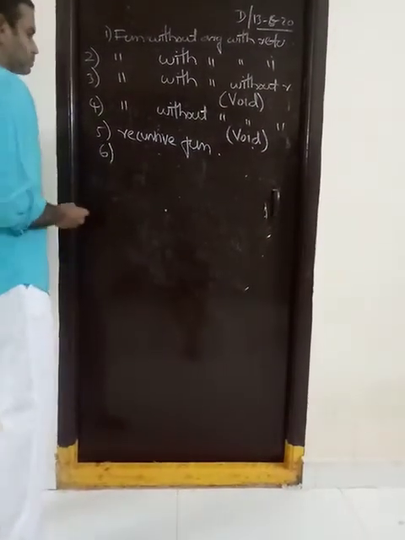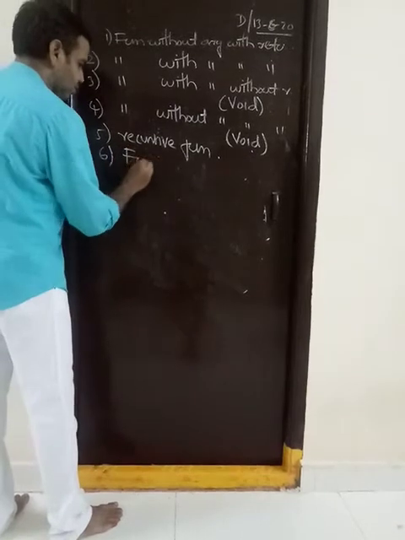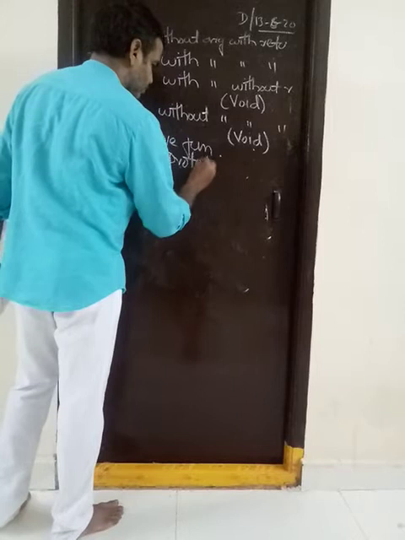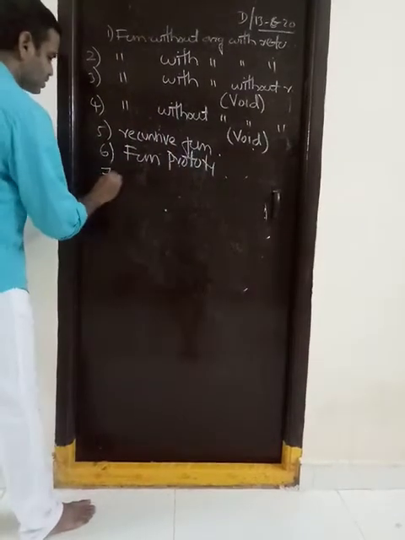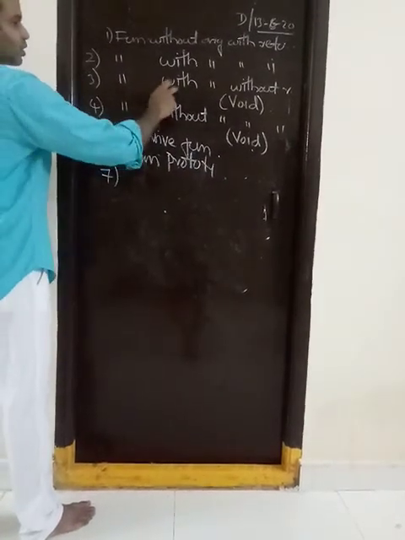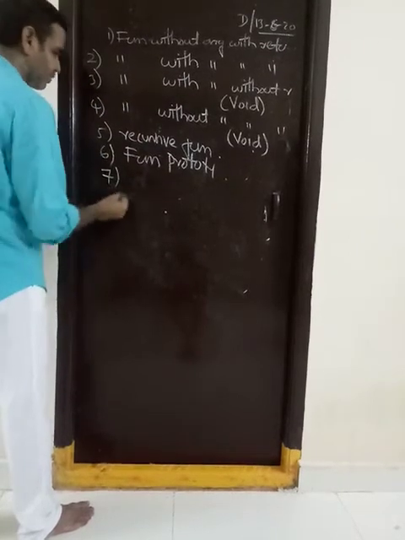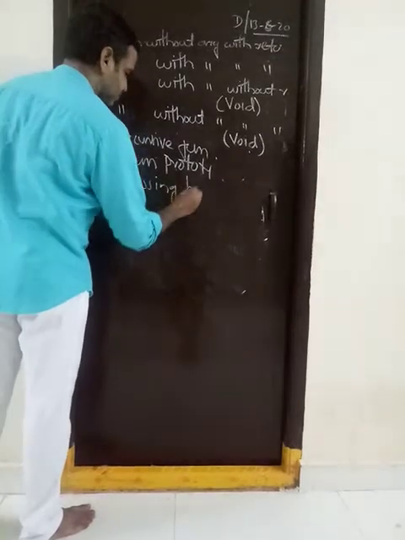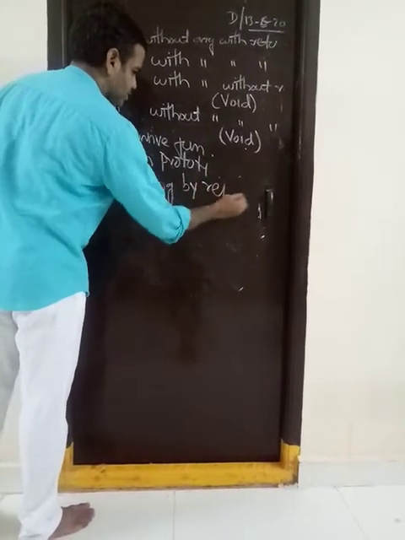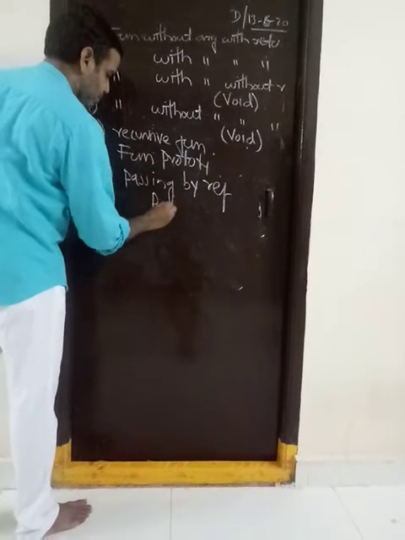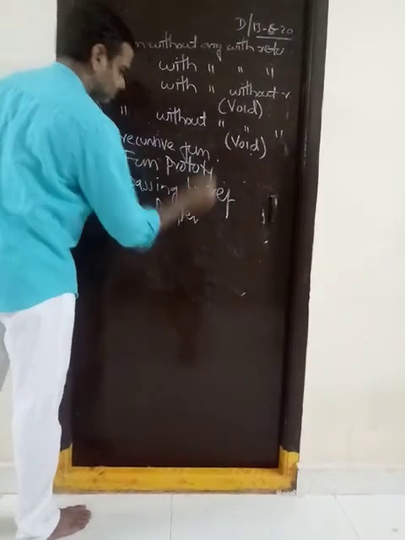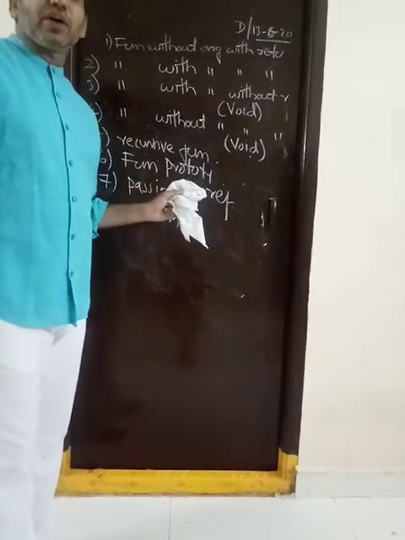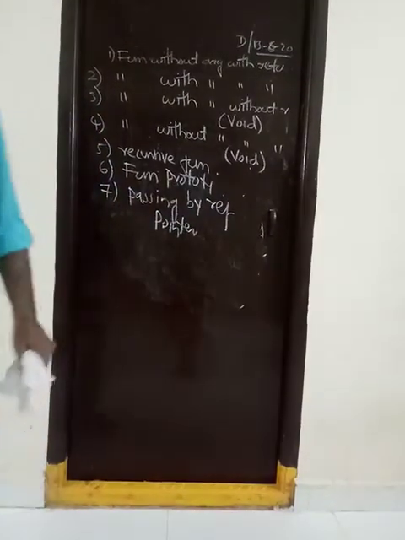Next one is function prototype. It is one of the concepts. And next one is passing by value, function with argument with return, which we can also call passing by value. Next one is passing by reference. Passing by reference is also called pointers. Okay, these are all examples of user-defined functions in C language.